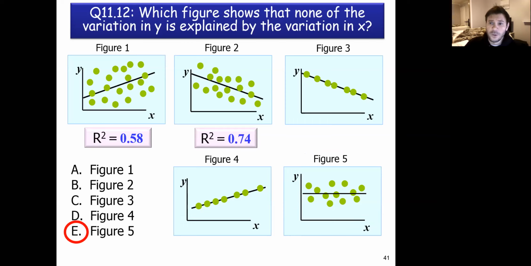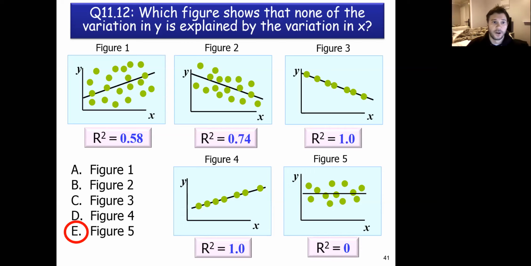In figure 3, we have the strongest possible negative relationship. We actually have a perfectly correlated Y and X variable, but they're negatively correlated. And in that instance, the R squared is equal to 1 exactly. That regression line perfectly fits every data point. Similarly for figure 4, it's a positive relationship, but that regression line perfectly fits the data. And in the last figure, we had an R squared of 0.